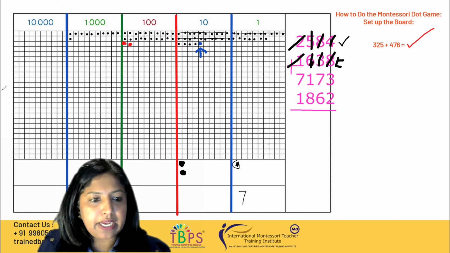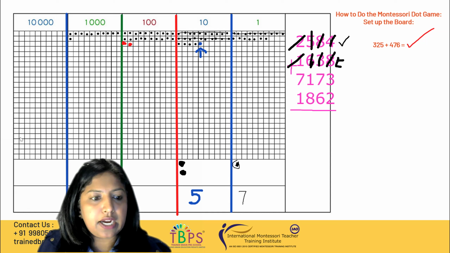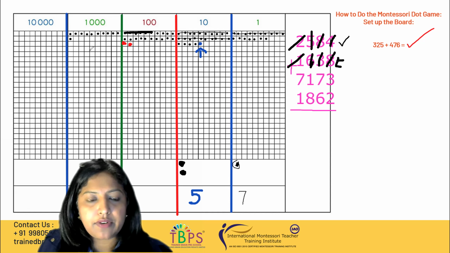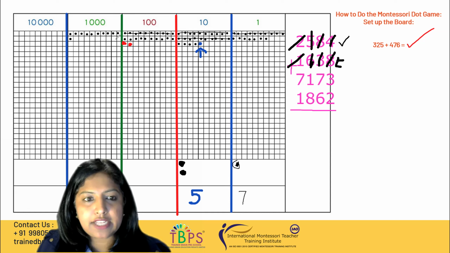5 tens are remaining. So I would write my answer as 5. Now let's start counting our hundreds. 100, 200, 300, 400 until I get my 100. Right? Say yes, no? Yes. So I scratch this. This is also 200.